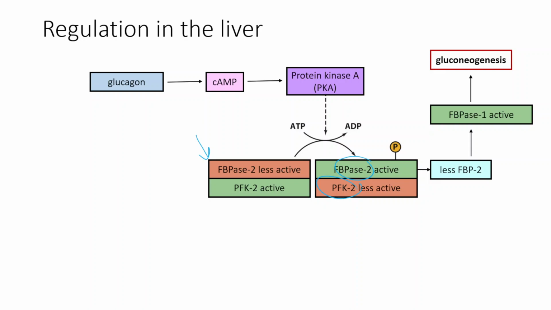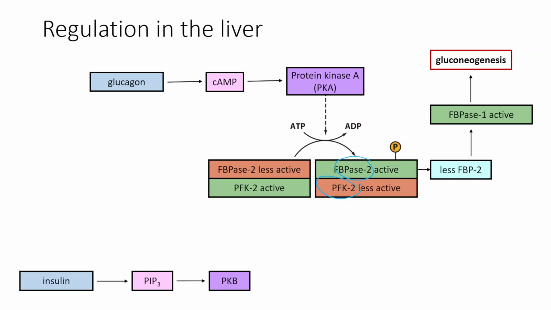For insulin, that's the opposite, right? So if you have high blood sugar, that's when you get insulin release. Insulin is going to activate a different signaling pathway using those receptor tyrosine kinases that we mentioned a couple chapters ago. Eventually, that receptor tyrosine kinase is going to activate this second messenger called PIP3. PIP3 is going to eventually activate a different protein kinase B, or PKB. So glucagon turns on PKA, insulin turns on PKB.